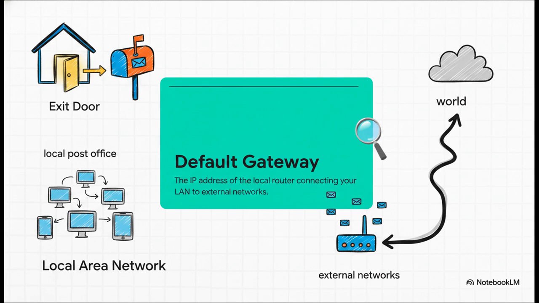Think of the default gateway as the essential exit door of your network. Actually, scratch that, it's more like your local post office. Whenever a device wants to reach an IP address that isn't on its own local network, it doesn't really know how to get there by itself, so it just hands that data packet straight over to the default gateway. The gateway's entire job is to take that packet and route it out to the rest of the world.